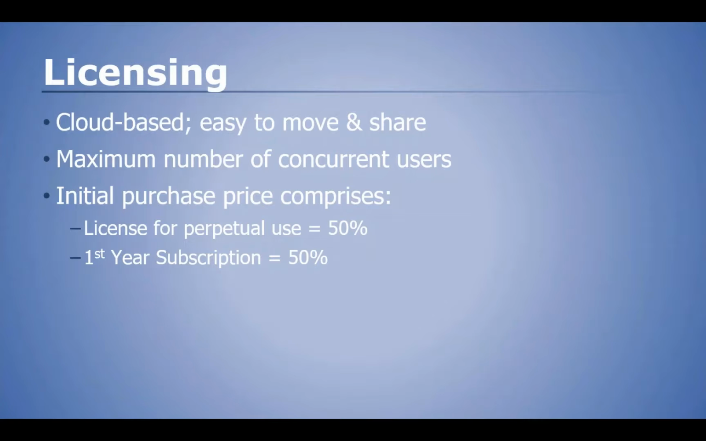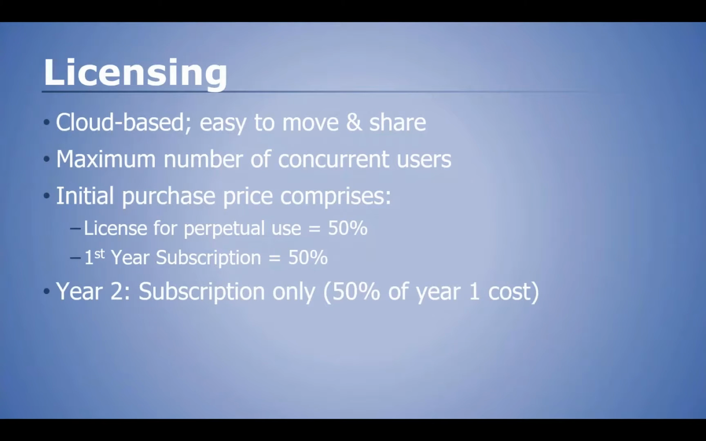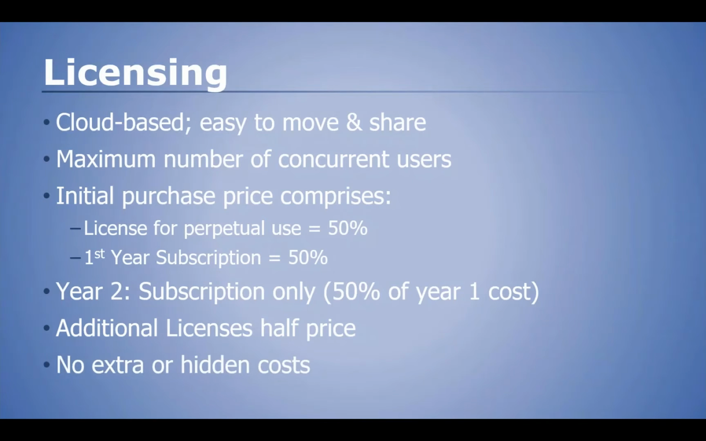Now, the subscription is a maintenance and service package. It delivers unlimited free technical support, data updates, application updates, and access to online services, including the product request service. What that means is that in year two, you only pay for the subscription if you choose to continue it. So that means in year two, you only pay half of whatever year one cost. And additional licenses, so that's licenses after the first user, they too are half price, both in the first year and in subsequent years. And that's it. That's the entirety of our licensing model. There are no extra or hidden costs.